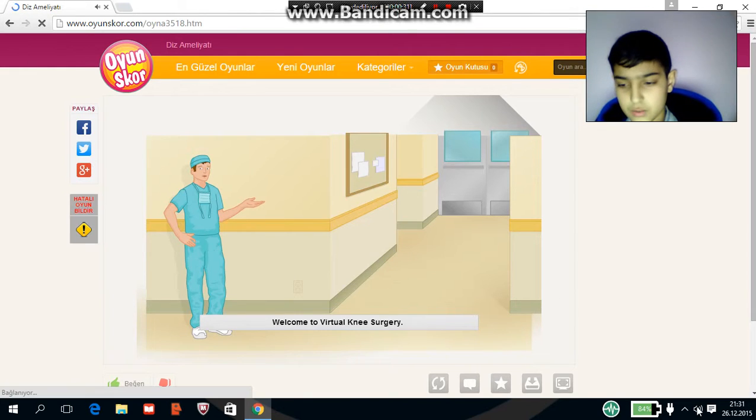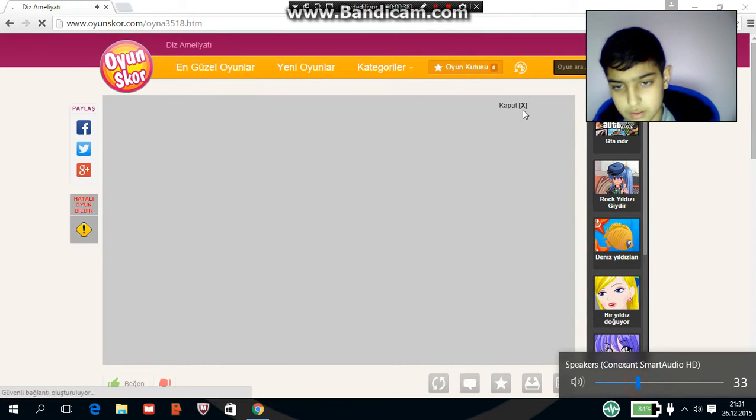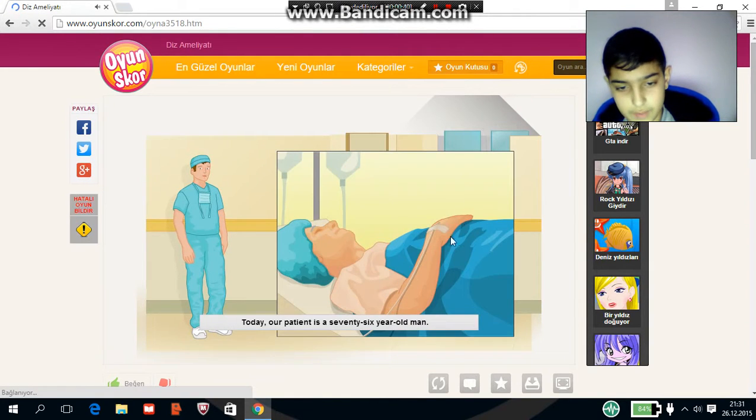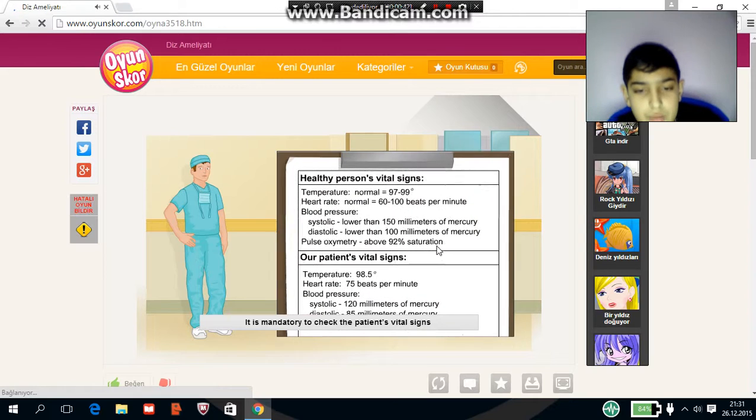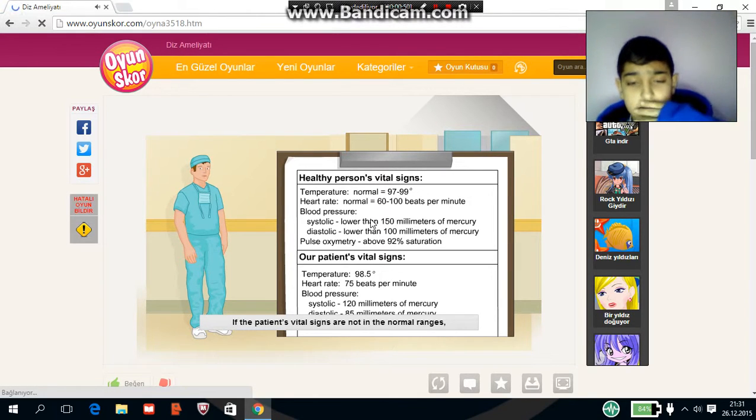Welcome to virtual knee surgery. This activity will show you the process of replacing a failing knee joint. Are you ready? Today, our patient is a 76-year-old man. It is mandatory to check the patient's vital signs before beginning surgery. An anesthesiologist in the operating room performs this step. If the patient's vital signs are not in the normal ranges, we will not proceed with the surgery. Using the healthy person's vital sign chart as a reference, can our patient undergo surgery today?